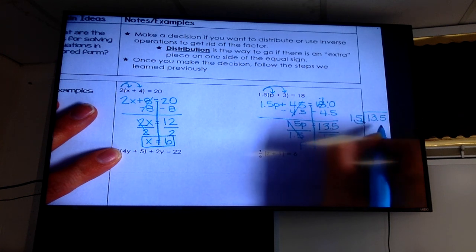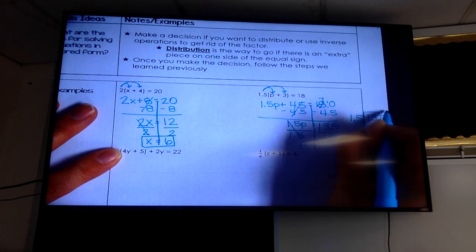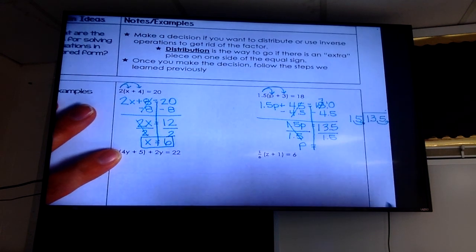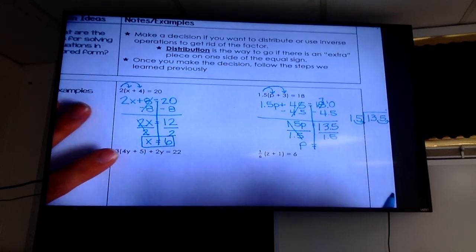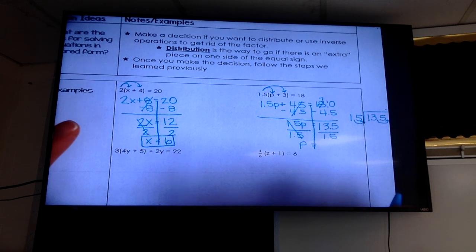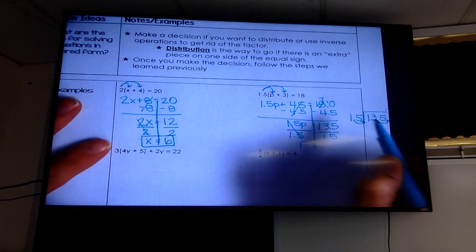Move my decimal here, which means I have to move my decimal here. So it's really going to feel like 135 divided by 15. Okay, so this one might be a little bit tricky. Counting by 15s is something I feel like you should be able to do, but it is a little difficult. But I want us to think about this.